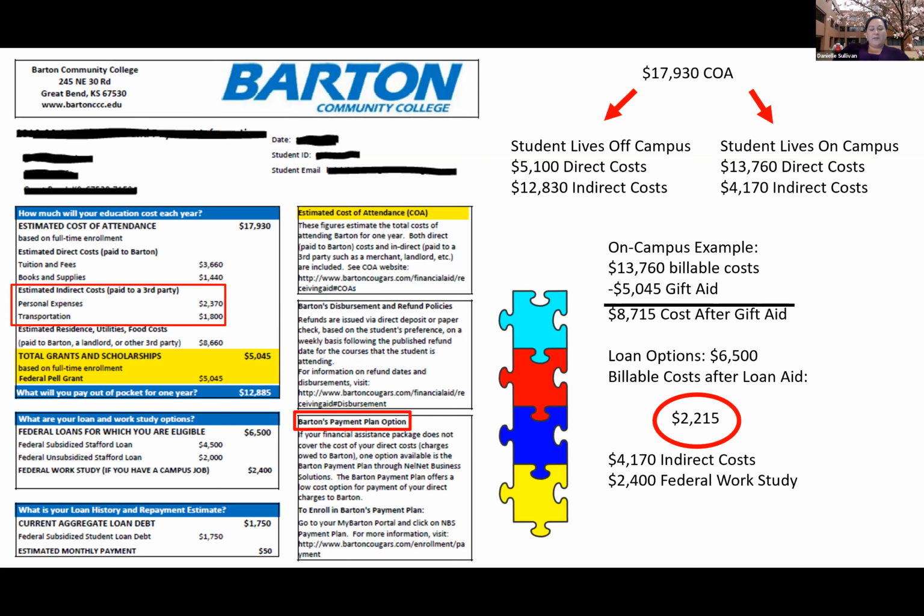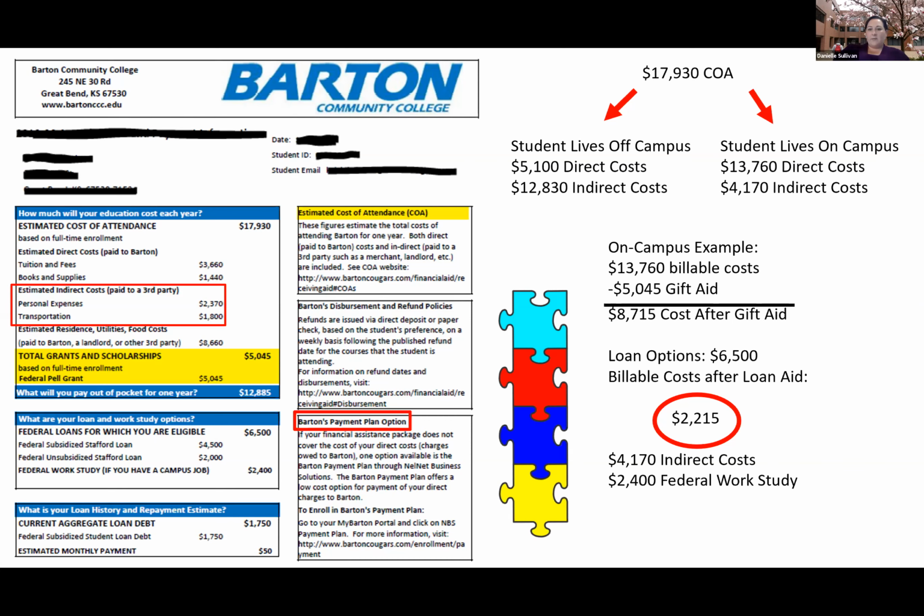But if I were working with this student, what I would tell them is you need a minimum of $13,760 for your billable costs if you live on campus. And I've got the numbers broken out on the right-hand side. So the student really needs a minimum of their direct costs because if they work at an on-campus job through work study or they're working another job, they can gradually pay those other expenses potentially out of pocket throughout the year.